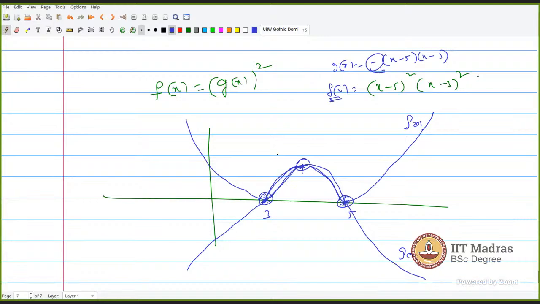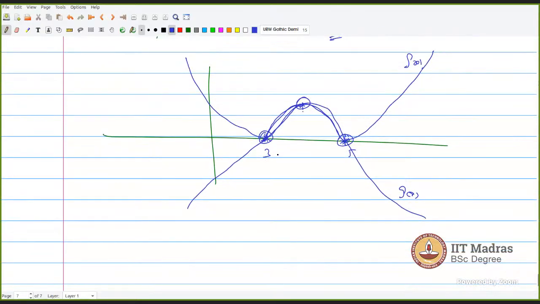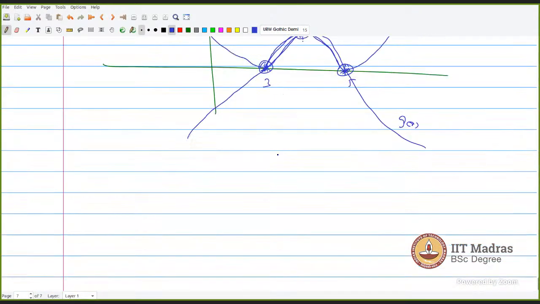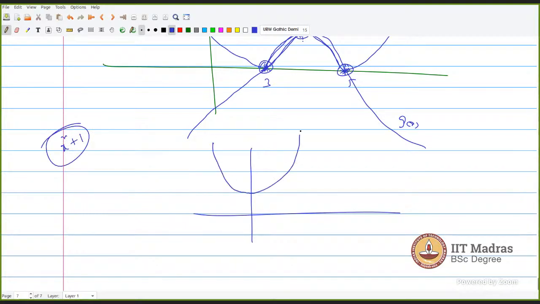Okay. Sir, x square plus 1, how many roots will it have? 0. So draw the graph of x square plus 1. How will the graph of x square plus 1 look? Yes, sir. Like this. So how many times is it intersecting the x-axis? 0 times, sir. 0 times. So there are no real roots for that.